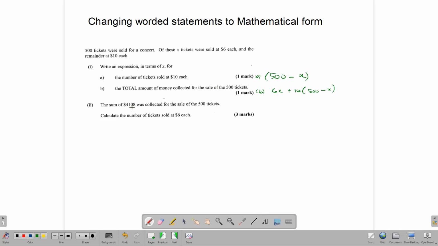The total sum of money was $4,108. We are asked to calculate for the 500 tickets the number of tickets sold for $6, which means that we're being asked to solve the equation for X. So what we know here is that when we add this money, 6x plus 10 times (500 minus x), we're going to be ending up with $4,108.